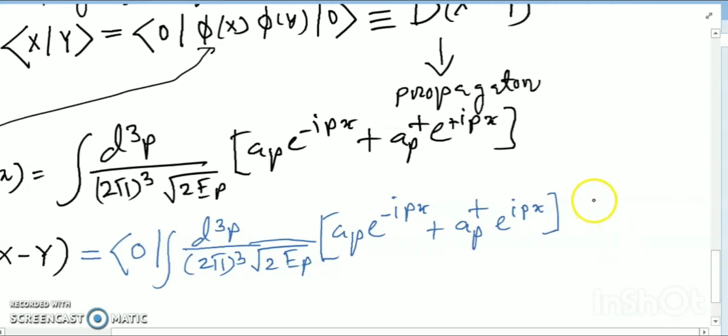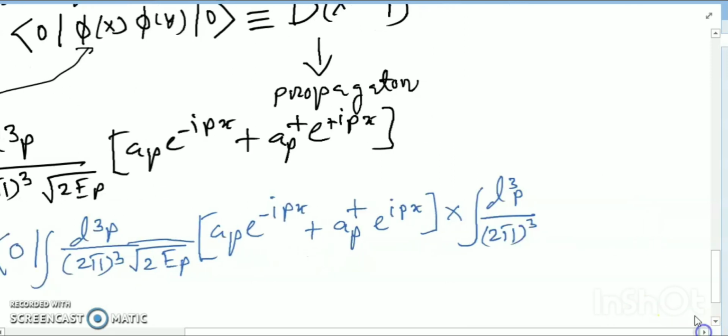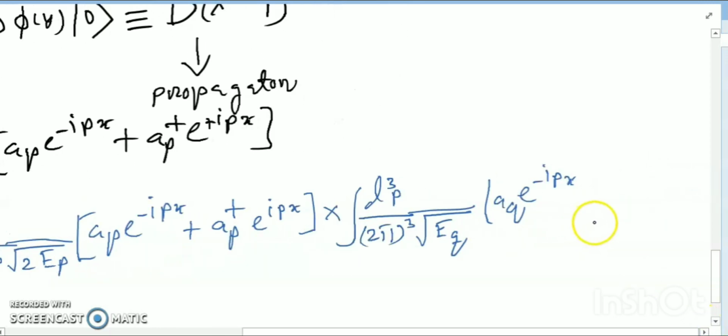Into, again, the integral d^3q over (2π)^3 times 1 over the square root of 2E_q, obviously a defined variable, so it is q, and a_q e^{-iqx} plus a_q dagger e^{iqx}, sorry, it is not p, and we get the vacuum 0. So this 0 means the vacuum.